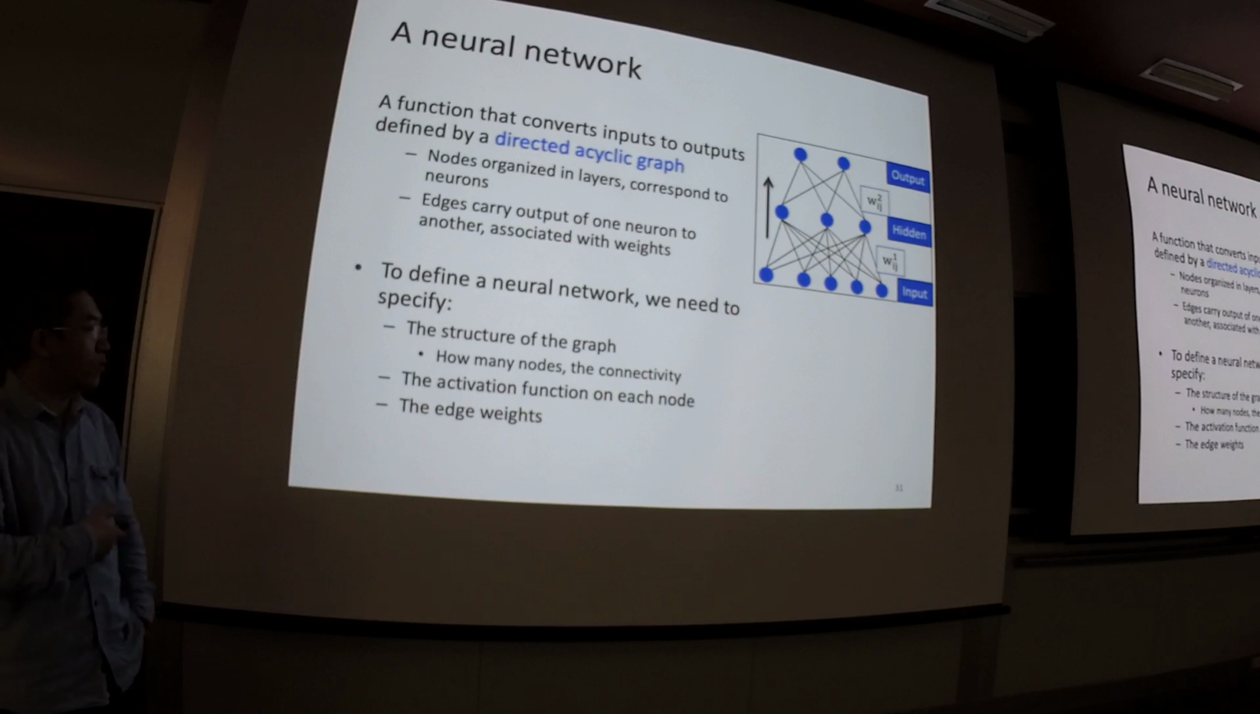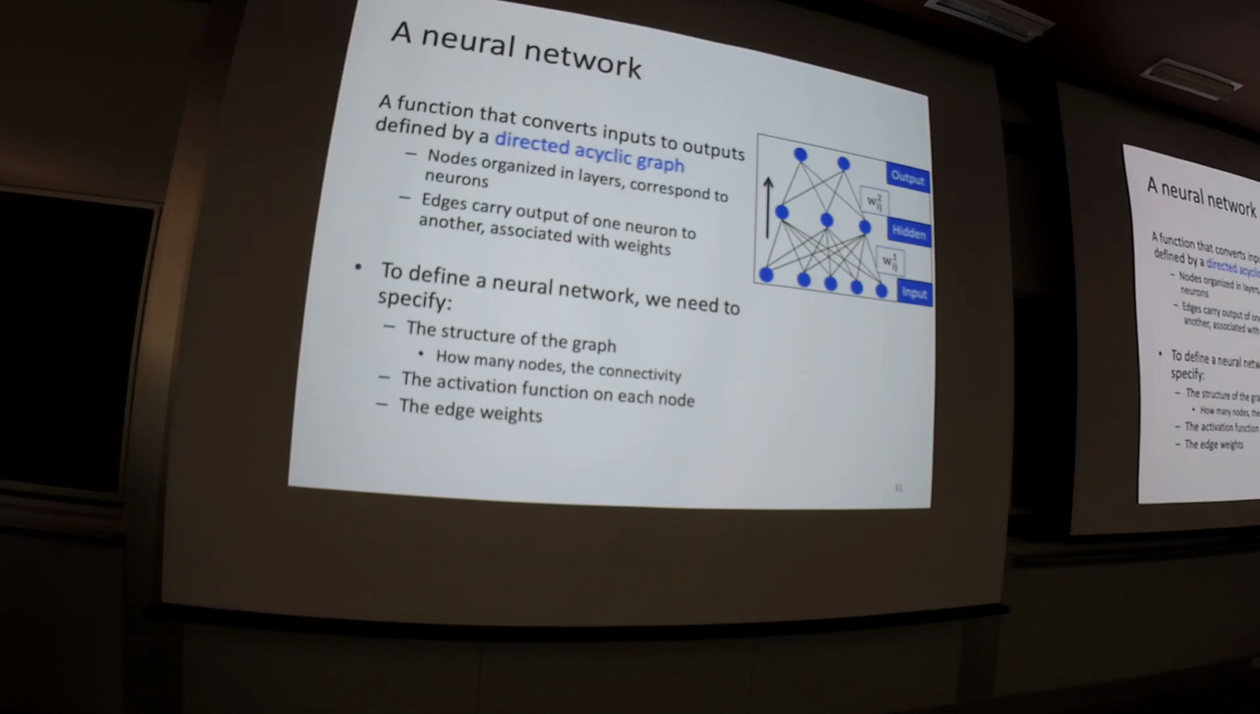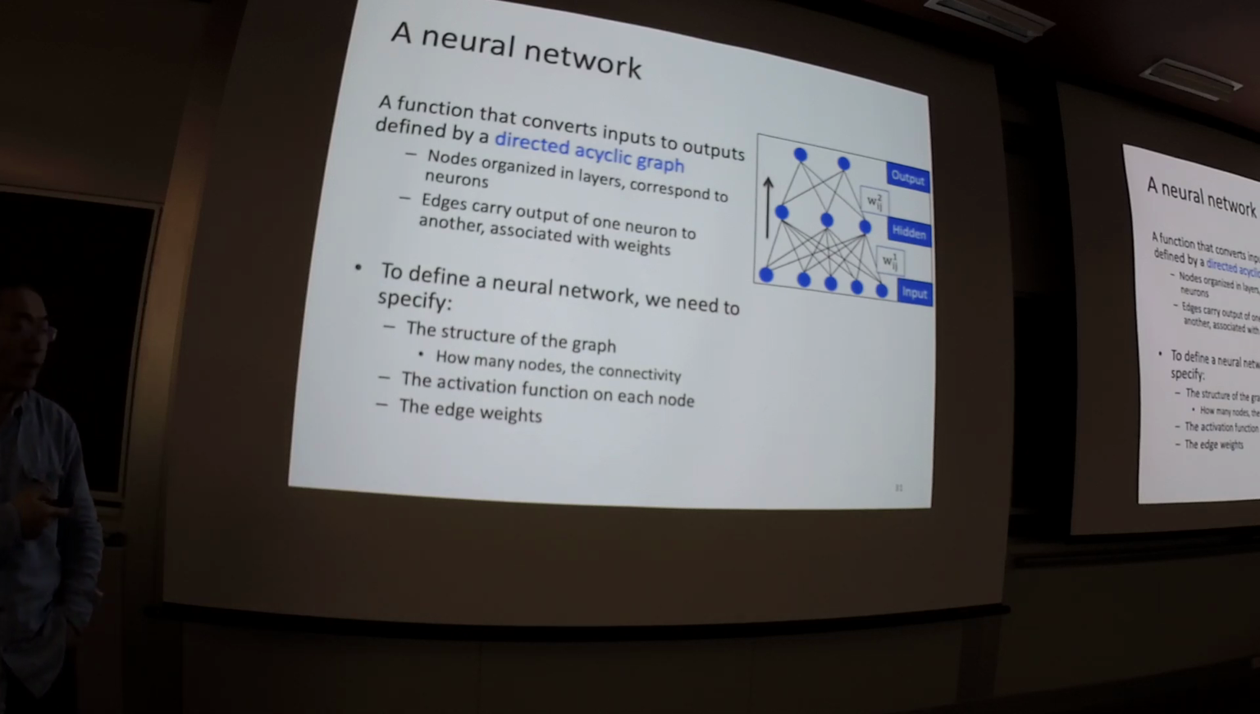And to define a neural network, we need to first specify the structure of this directed acyclic graph. So how do we specify the structure? You need to determine how many nodes you have in each layer, and how many layers you have in total. Usually, for a fully connected neural network, people choose the same number of nodes in each layer. That's just for convenience, not an obligation.